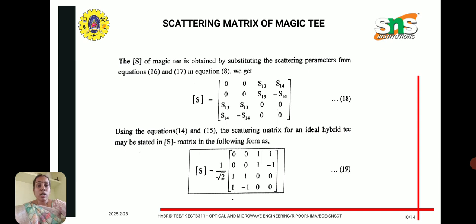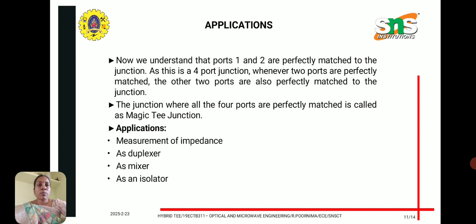In this equation, we assumed that ports 3 and 4 are perfectly matched and also we obtained S11, S22 as 0. So it is known as the magic T junction, where two ports are used for transmitting the signal and the other port is an isolated port. In the applications of magic T, ports 1 and 2 are perfectly matched to the junction. As this is a 4-port junction, whenever two ports are perfectly matched, the other two ports are also perfectly matched to the junction. For this reason, it can be applied in many areas.